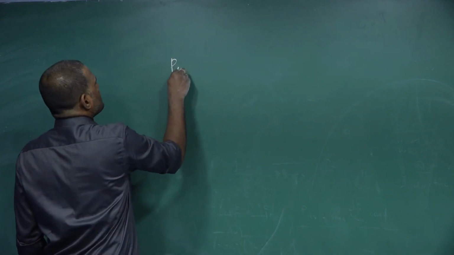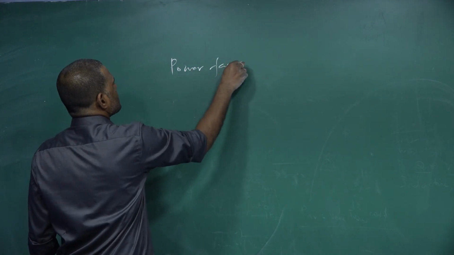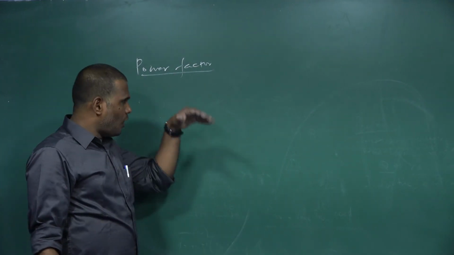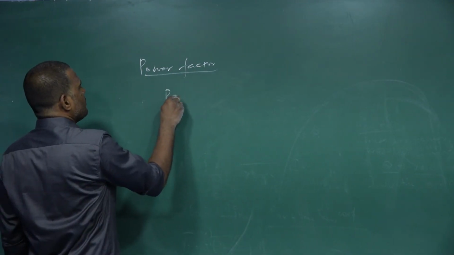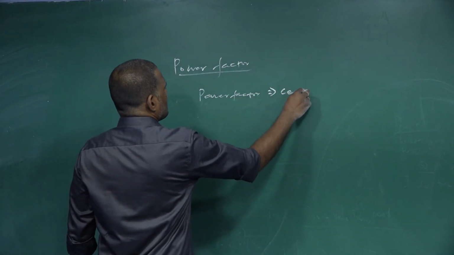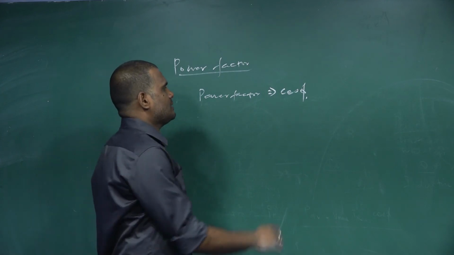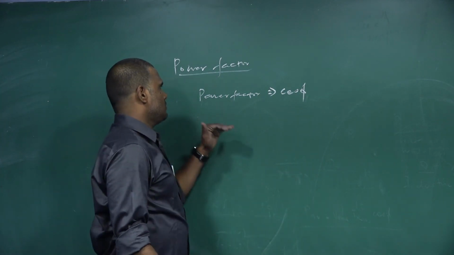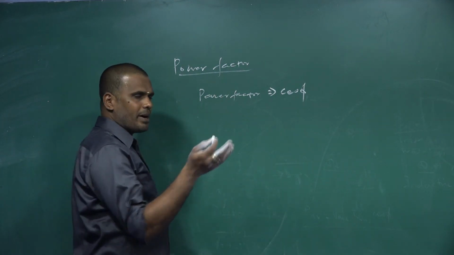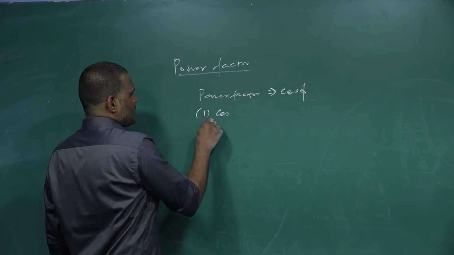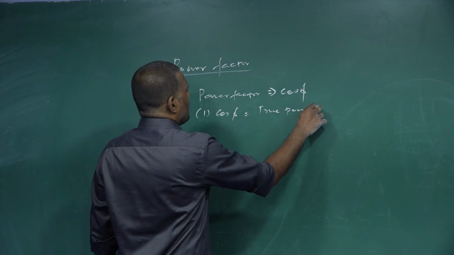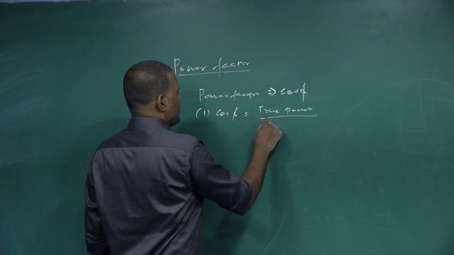The power factor has to be discussed here. Power factor can be generally represented in the following ways. Actually, power factor is cos phi. Power factor is cos phi. So, power factor is the ratio of true power to apparent power. So, this is one way of expressing power factor. Cos phi is equal to true power divided by apparent power.